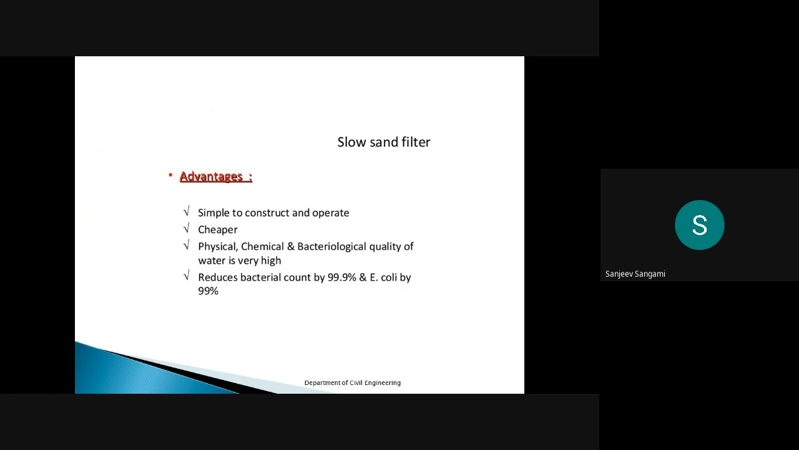Then what are the advantages of this slow sand filter? One, it is simple to construct and operate, and it is cheaper. The physical, chemical, and bacteriological quality of water is very high. It reduces the bacterial count by 99.9% and E. coli equally by 99%.